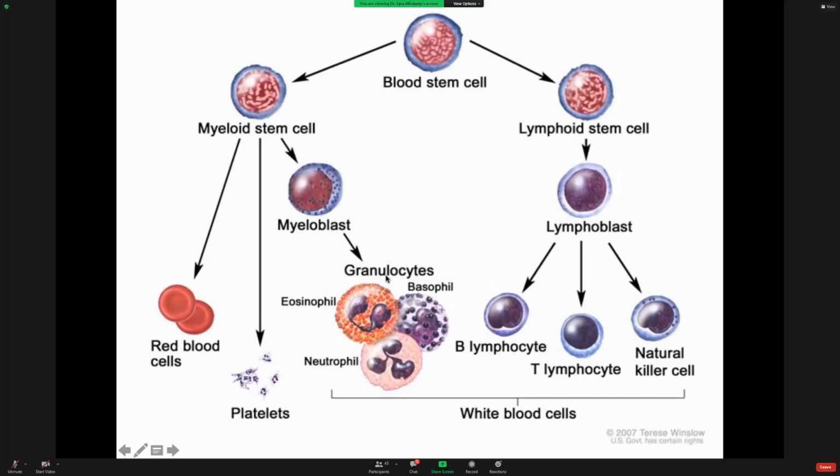So the white blood cells could be granulocytic or agranulocytic. إذا كانت granulocytic اللي هو eosinophil والbasophil والneutrophil usually belong to the myeloid lineage. وagranulocytic اللي هو lymphoblast والplasma cells belong to that lymphoid lineage. The red blood cells and platelets come through the myeloid lineage.